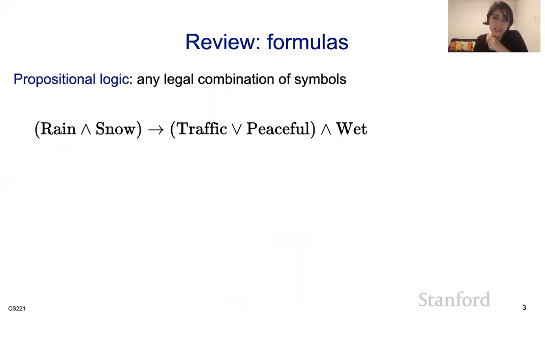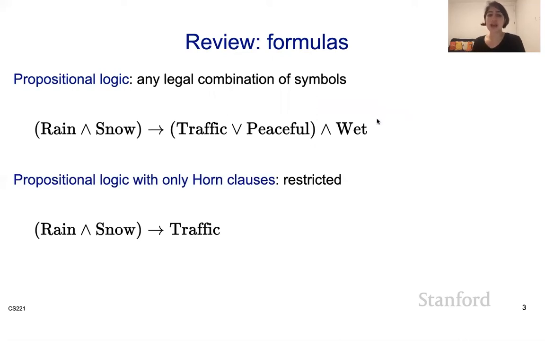The first idea is that propositional logic allows us to talk about any legal combination of symbols. And that is pretty expressive, but maybe that is too expressive. So maybe we can just look at propositional logic with only Horn clauses. This is a restricted set of logic formulas, and that allows us to get both soundness and completeness with modus ponens.